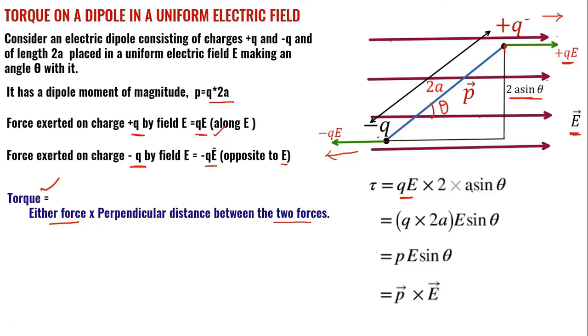Further, qE into 2a sin theta, where 2a sin theta is the perpendicular distance between the plus q charge and the minus q charge. On solving this, that is, on substituting q into 2a with the dipole moment p, we get pE sin theta. Since p and E are both vectors, we can represent the torque as tau equals p cross E. This is the final expression for the torque.